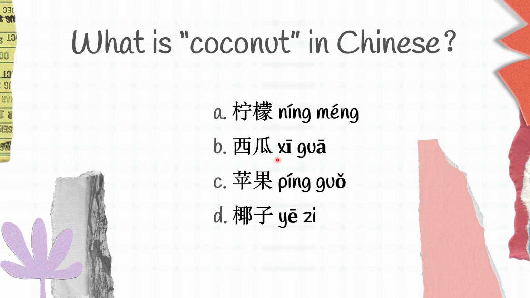Another question we have here is, what is coconut in Chinese? We have A, 柠檬, B, 西瓜, C, 苹果, D, 椰子. So let's try to guess first. So, 柠檬 is lemon, 西瓜 is watermelon, 苹果 is apple, and 椰子 is coconut. So the correct answer for this question should be D, 椰子.